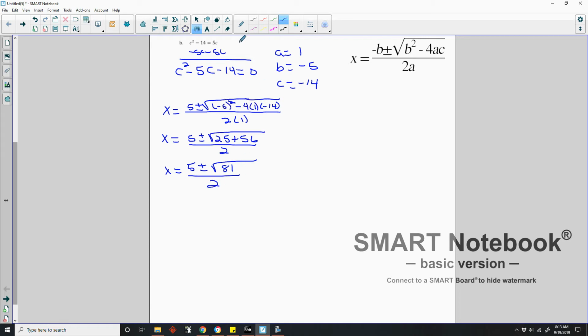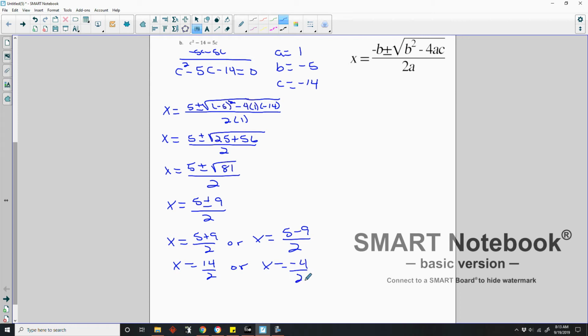All over 2. I love it when there's a perfect square under the radical because then we have integer solutions. Or maybe rational solutions, and maybe not integers. So x equals 5 plus or minus 9 over 2. So this one I can simplify. 5 plus 9 over 2, or x equals 5 minus 9 over 2. So x equals 14 over 2, or x equals negative 4 over 2. And finally, x equals 7, or x equals negative 2.